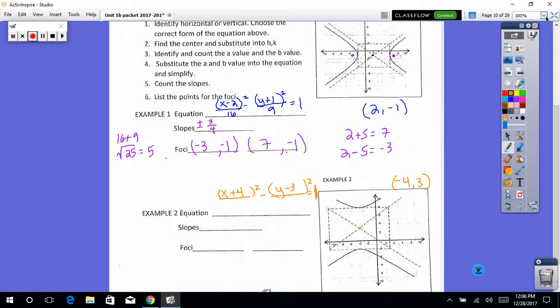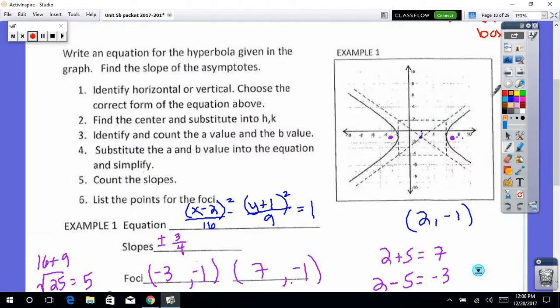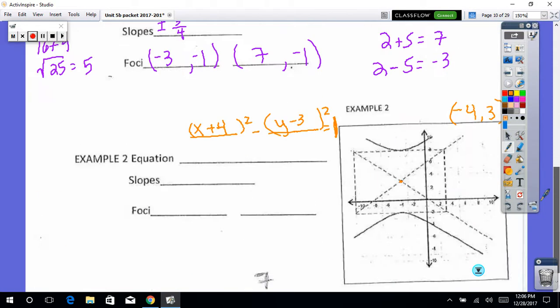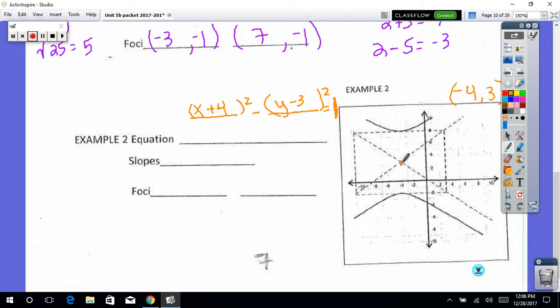Let me zoom in so we can see how many units this is. Width, he is 1, 2, 3, 4, 5, 6, 7 units wide. So we're over 49. And then he is 1, 2, 3, 4, 5 units tall, so we're over 25.